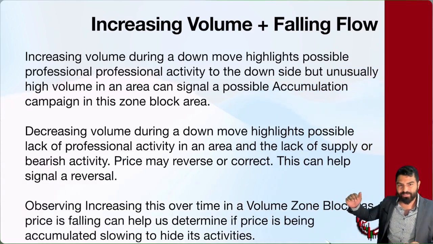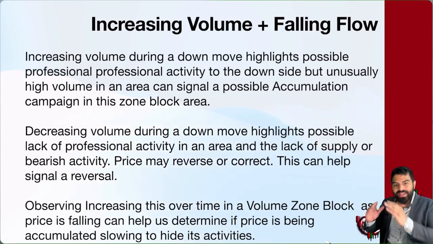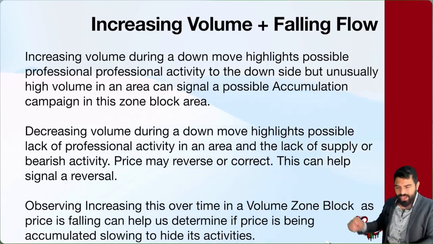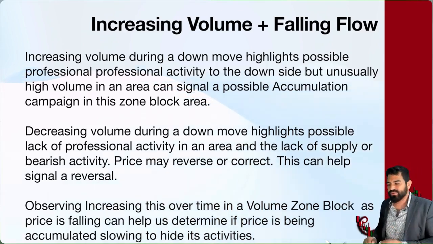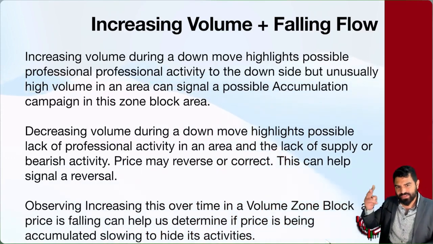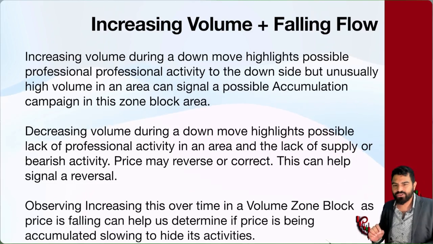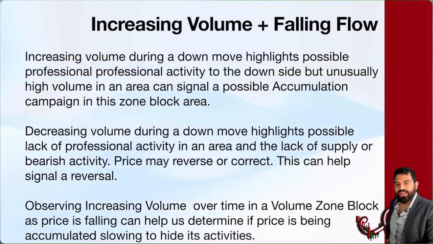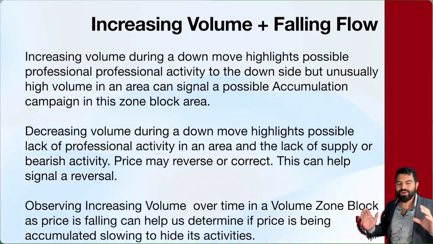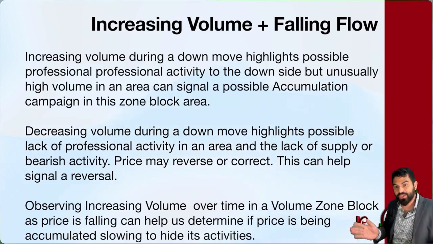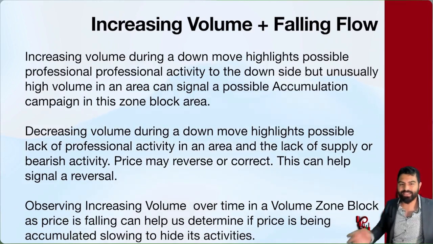So if we're seeing it falling, but yet the professional energy, the volume, is decreasing, it could signal that there may be a reversal, or lack of supply or lack of bearish activity. This can help signal a reversal. So this is the difference between an increasing and a strong decrease in volume. Observing increasing volume over time in a volume zone block as price is falling can help us determine if price is being accumulated slowly to hide its activities.